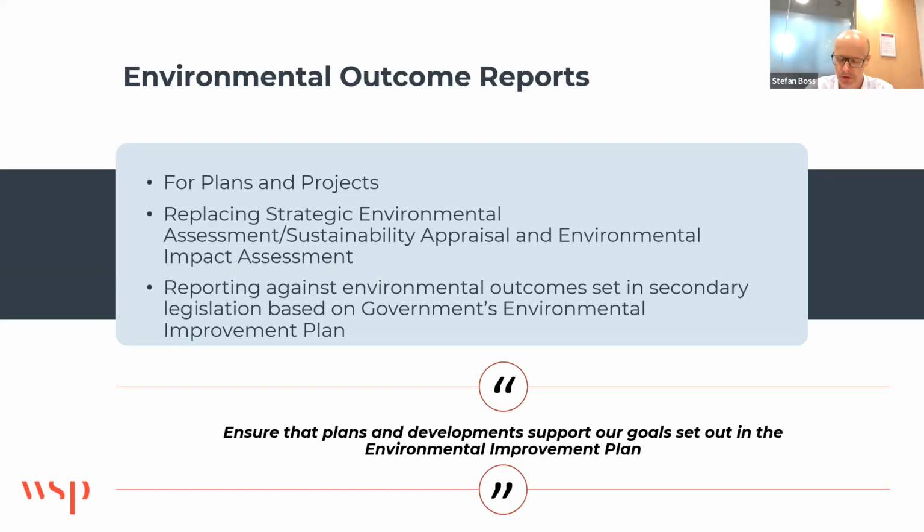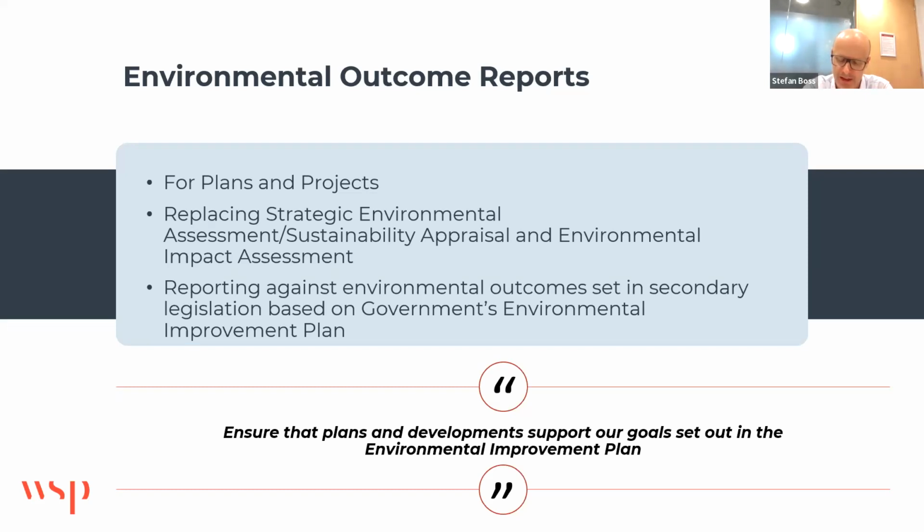At a fundamental level, what environmental outcome reports are trying to do is really sensible. It's about trying to filter down the environmental objectives that the government set out in its environmental improvement plan into plans and into projects. The environmental improvement plan is the first revision of the government's 25-year environment plan, and sets out how the government wants to work with landowners, communities and businesses to deliver each of our goals for improving the environment with interim targets.